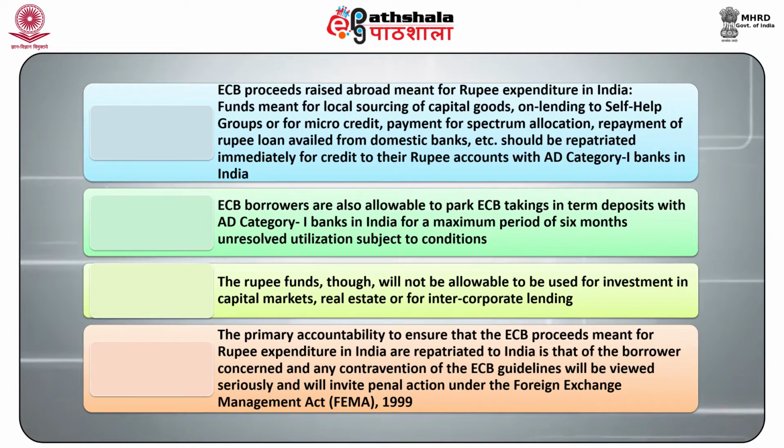should be repatriated immediately for credit to their rupee account with AD Category 1 banks in India. ECB borrowers are also allowed to park ECB proceeds in term deposits with AD Category 1 banks in India for a maximum period of 6 months pending utilization, subject to conditions. The rupee funds, though, will not be allowed to be used for investment in the capital markets, real estate, or for intercorporate lending.